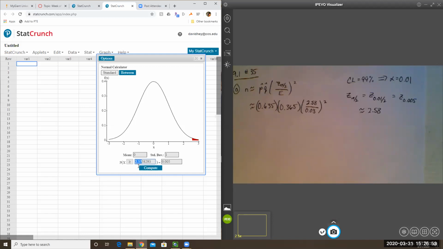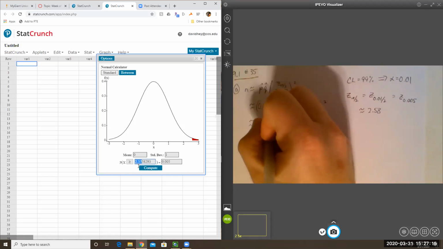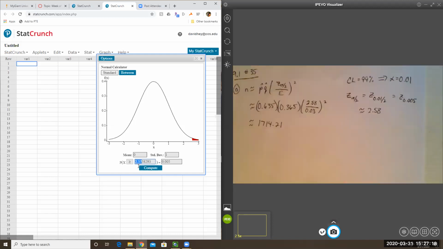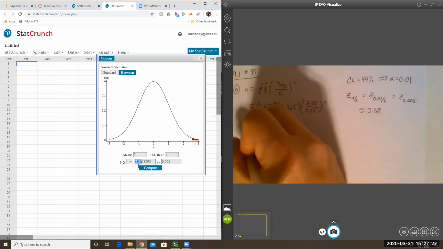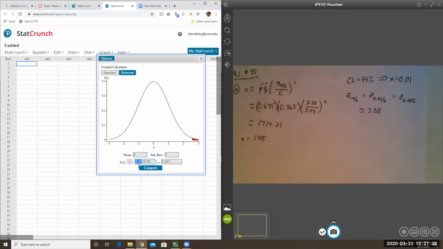So I'm going to type it in exactly the way it looks. 0.635 times 0.365 times, I'm going to open up a set of parentheses and say 2.58 divided by 0.03, close the parentheses, and square that. And I'm coming up with 1,714.21. And then we would round this up to the nearest integer. So rounding this up to the nearest integer, we would get 1,715. Okay, and that would be the answer that we get.